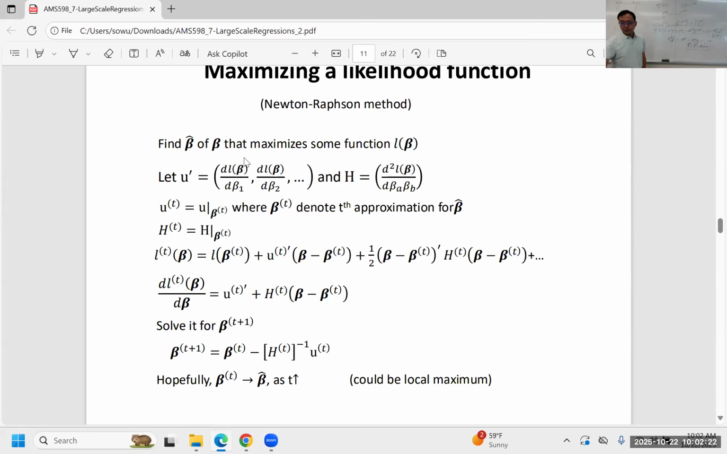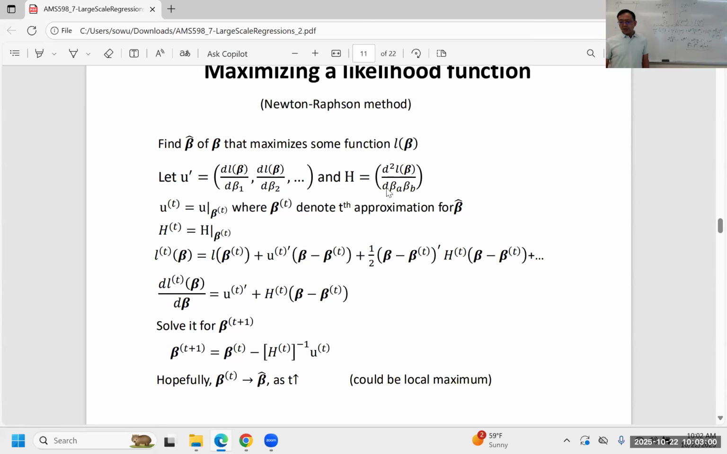What we need to do here is evaluate the first order derivative of the function L beta with respect to each beta i. Here we have a U prime, which is called a score vector. It's basically the first order derivative of the log-likelihood function with respect to the parameter. You also have this H matrix, which is a Hessian matrix. Here it is basically the second order derivative of the log-likelihood with respect to the parameters.